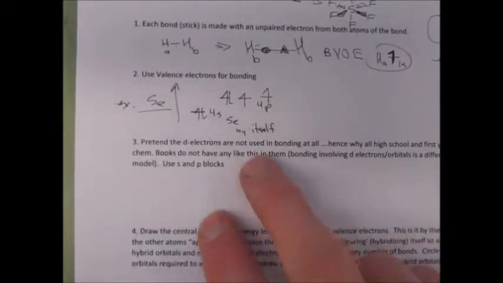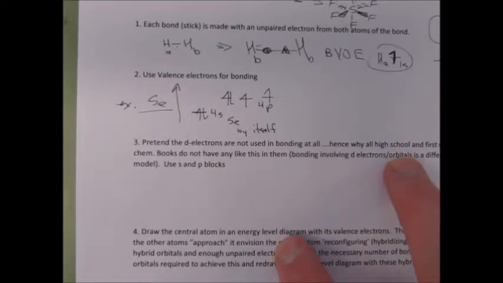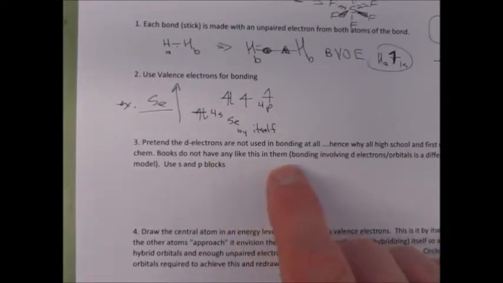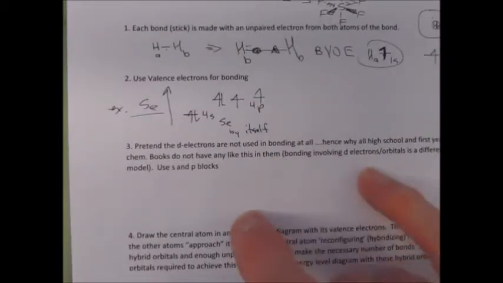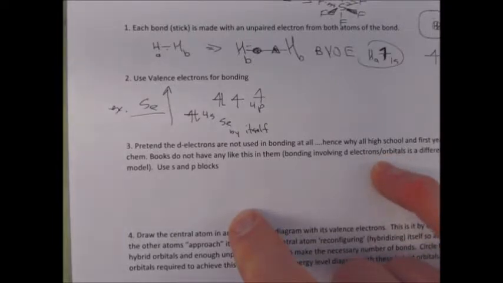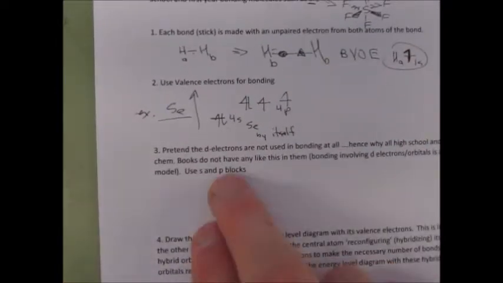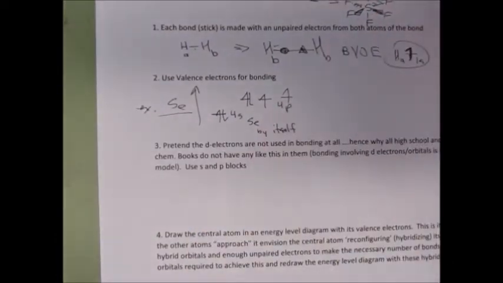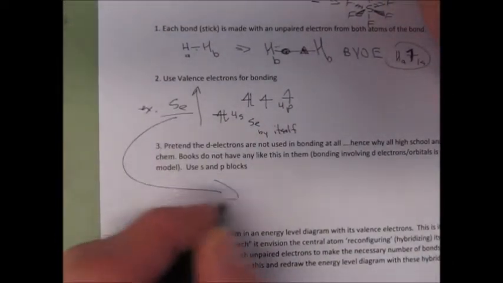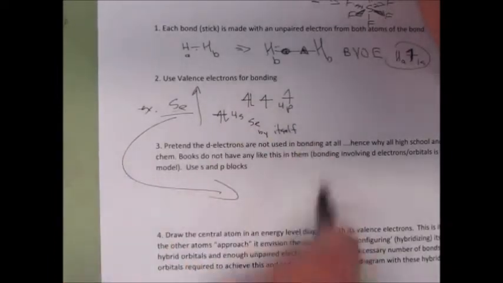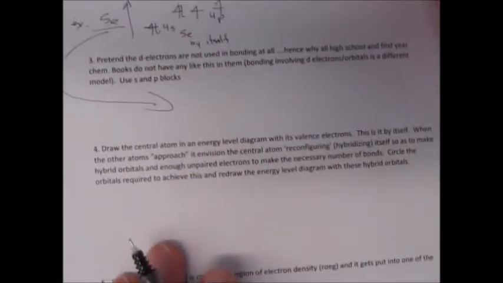Number 3, pretend the d electrons are not used in bonding at all, hence why all high school and first year chem books do not have any like this in them. So you're not going to have transition metal type bonding questions, right? There's a different model that you learn later in inorganic, etc., for types of bonding or interactions when you involve transition metals. So our focus for the starting point is s and p block type things. And I think this example, selenium, was a perfect one. We talked about that. So now we're moving on to this rule.